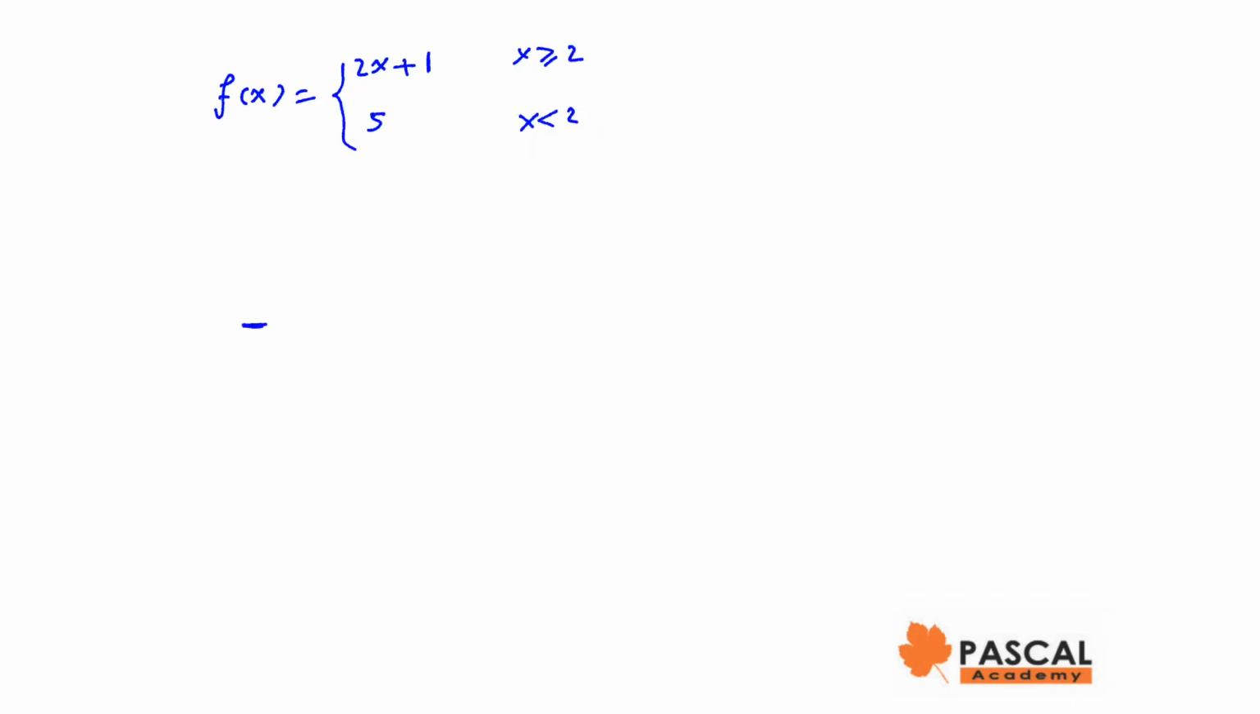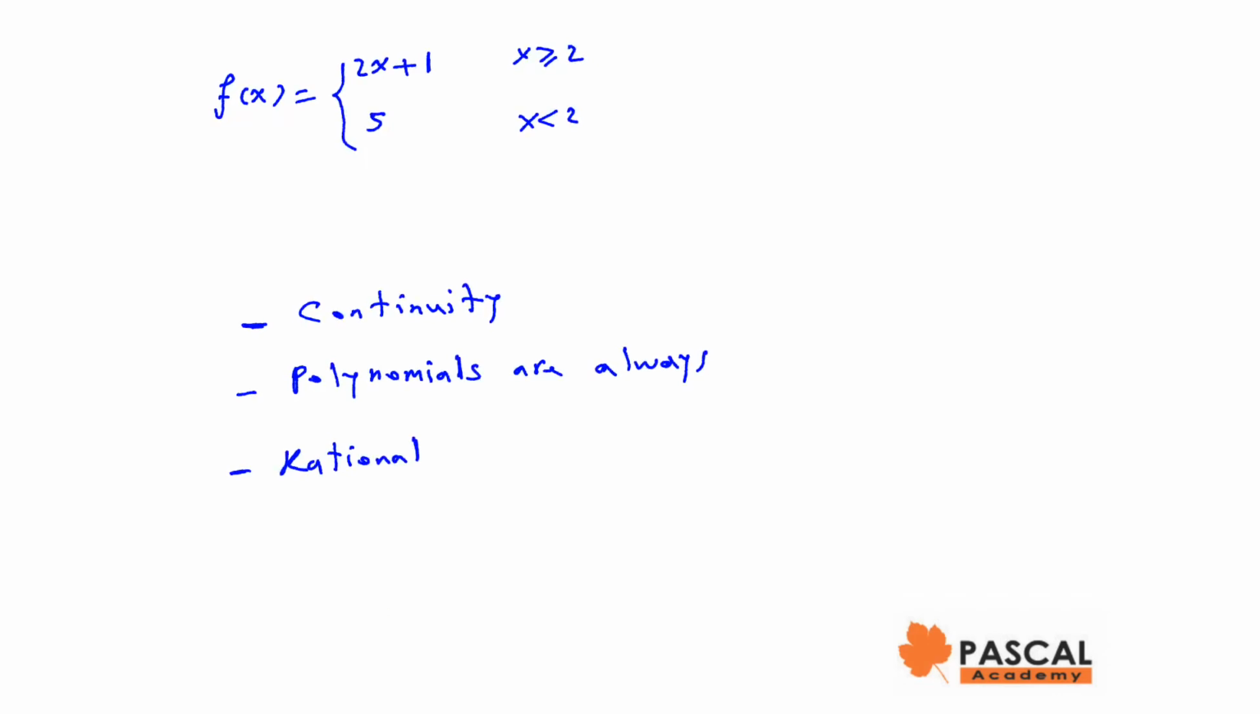Let's recap. In this lesson, we defined continuity. We know polynomial functions are always continuous, and rational functions are discontinuous at vertical asymptotes. And we have three types of discontinuity: hole, jump, and vertical asymptote.